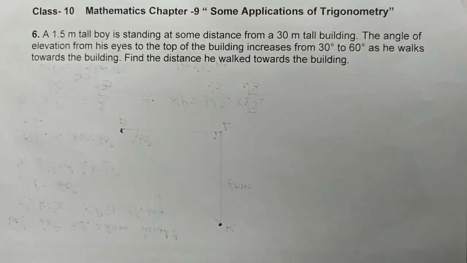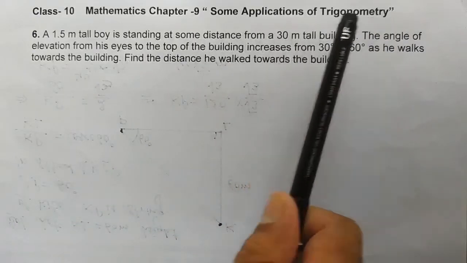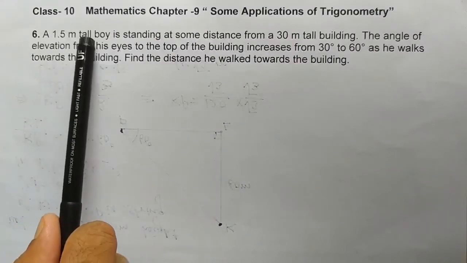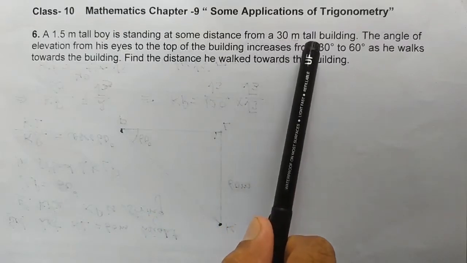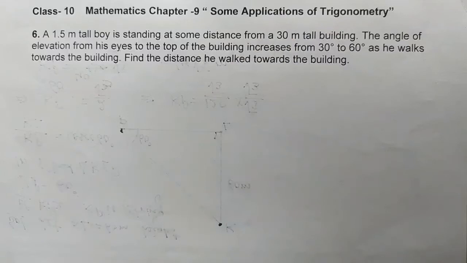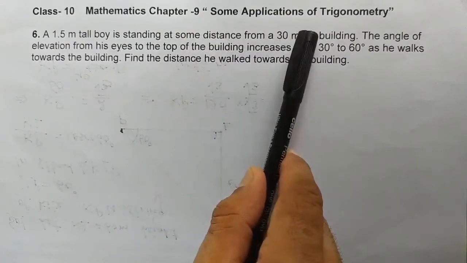Students, welcome to this YouTube channel. Let's do this question, and the question is taken from class 10 chapter 9, some applications of trigonometry. The sixth question is: a 1.5 meter tall boy is standing at some distance from a 30 meter tall building. So a 30 meter tall building is given and a 1.5 meter tall boy is standing at some distance from this building.